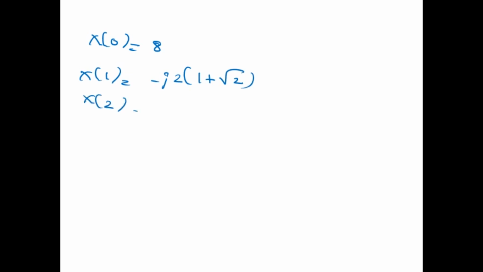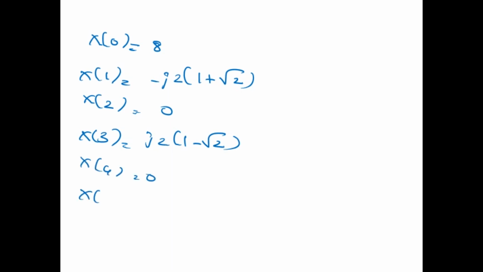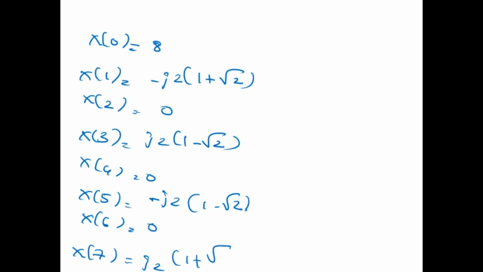We know that the output is in the bit reversed order. So let us find the values in the normal order. Let us write the answers. That means x of 0 is 8, x of 1 is minus j2 into 1 plus root 2, x of 2 is equal to 0, x of 3 is equal to j2 into 1 minus root 2, x of 4 is equal to 0, x of 5 is equal to minus j2 into 1 minus root 2, x of 6 is equal to 0, x of 7 is equal to j2 into 1 plus root 2.